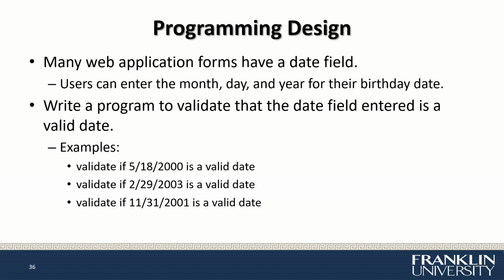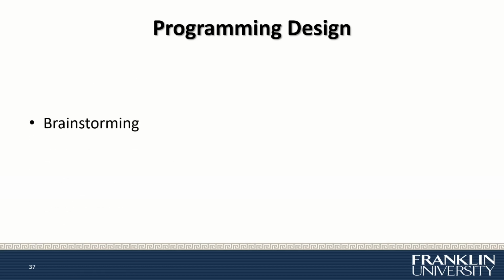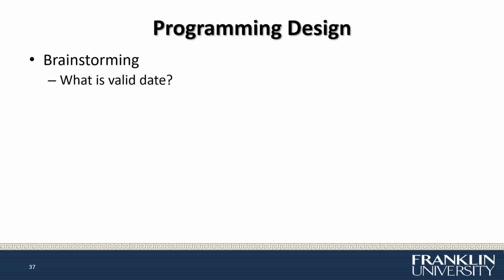You might tell me, I know some of the dates are valid, some of the dates here are not valid, but how would you write the algorithm and break that problem down into smaller pieces? So let's do some brainstorming. Spend a couple of minutes to understand the problem. So what is a valid date? If you ask yourself, what is a valid date?